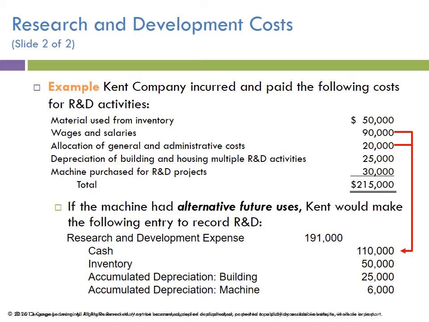So the point of this is that if it's not for an alternative use, you expense it basically to research and development. But if it is, you only expense the depreciation portion. So if it could be used for an alternative use, just like the building.